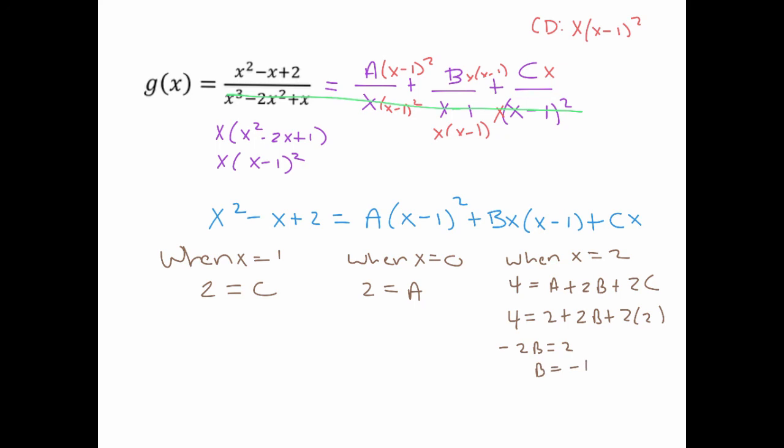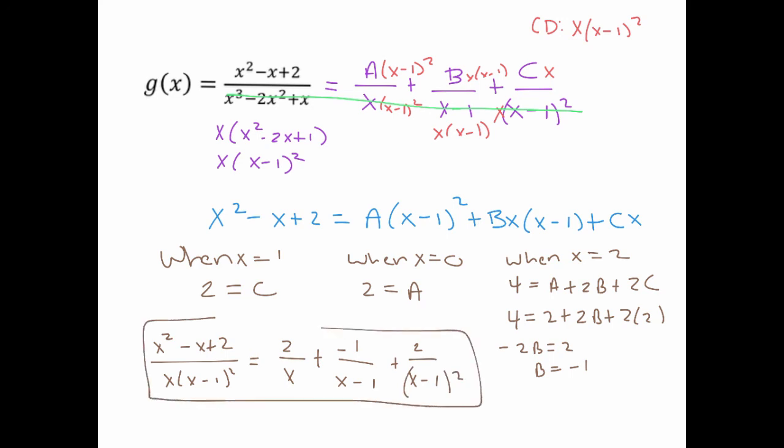So our decomposition is x squared minus x plus 2 divided by x times x minus 1 squared is equal to, so a is 2, so 2 over x plus b was negative 1 over x minus 1, and our c was 2. And we're done.